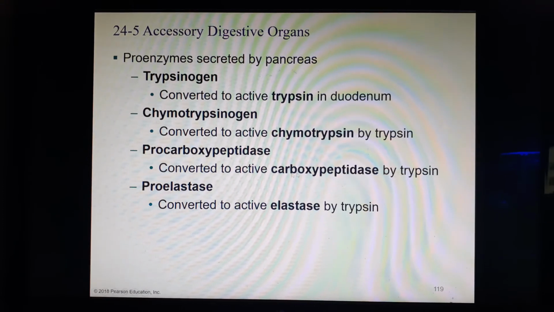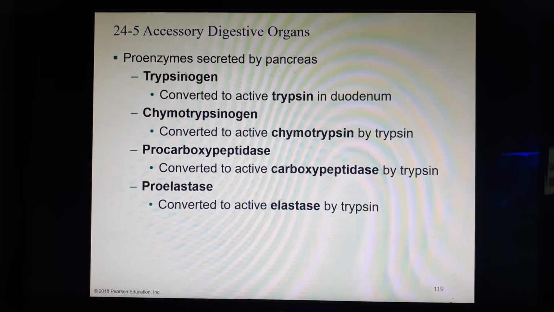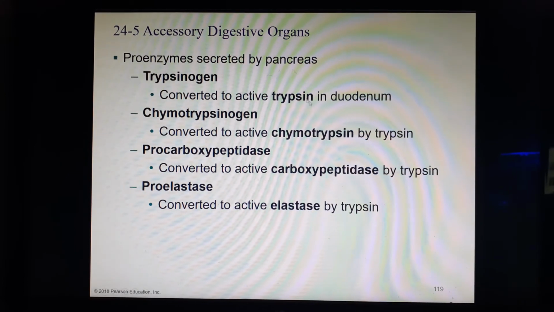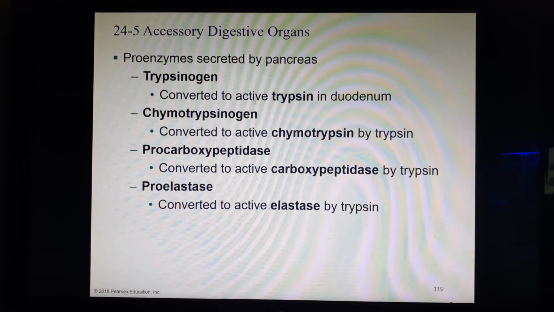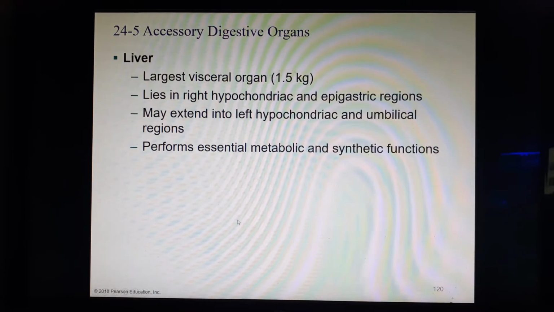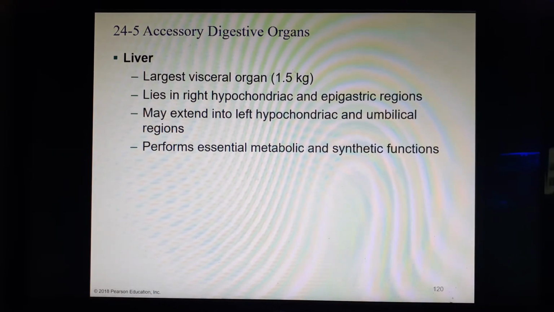Procarboxypeptidase, we take off the pro, it becomes carboxypeptidase. And proelastase just becomes elastase. Okay? And notice, we get the active trypsin, and then trypsin activates these other ones. So once we've activated trypsinogen to trypsin in the duodenum, the trypsin can activate these other protein enzymes. All right, so that was it for the pancreas.